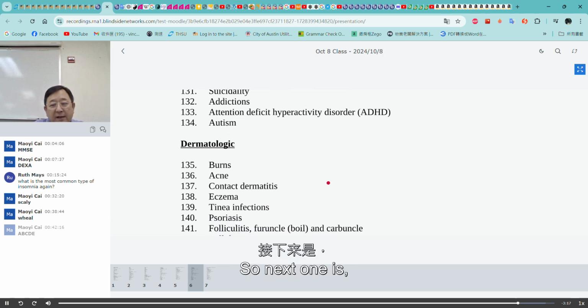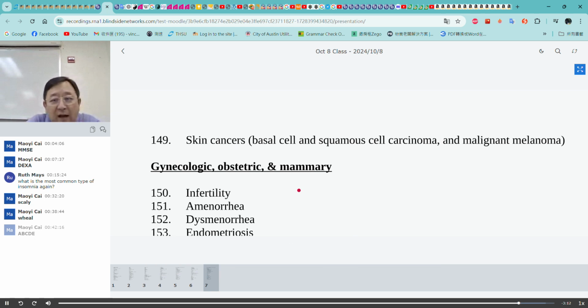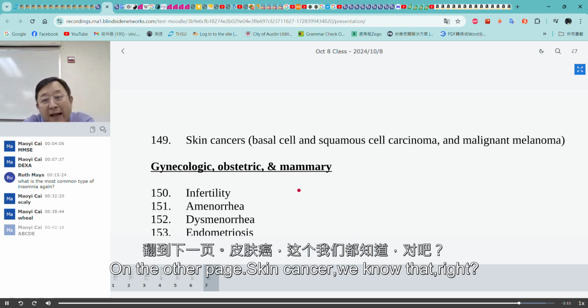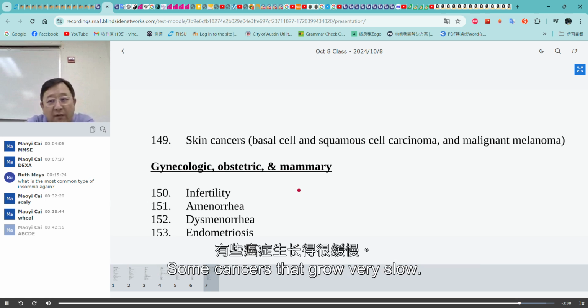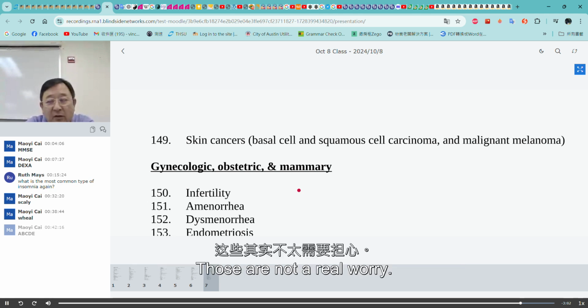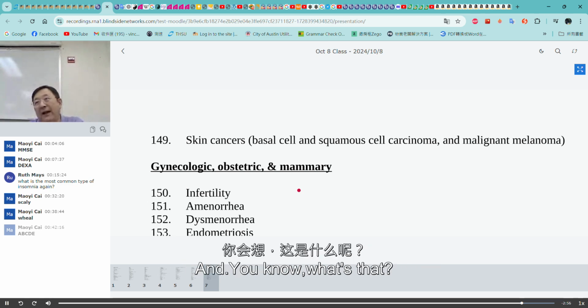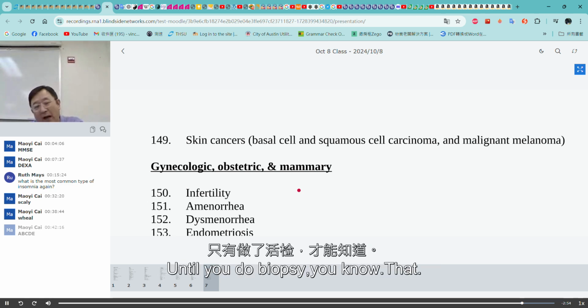Next, there's another one, skin cancer, on the other page. Skin cancer, we know that, right? Some cancers grow very slowly. They do not metastasize, like basal cell carcinoma and squamous cell carcinoma. Those are not a main worry. A lot of people have a rash and don't even know. You have a little bump in the skin, and you don't know what it is until you do a biopsy.